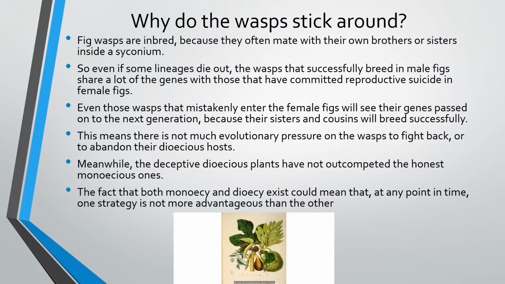While the figs do this deception, it's really not helping them a lot. The dioecious plants have not outcompeted the honest monoecious ones. The fact that both the monoecious and dioecious exist could mean that at any point in time, one strategy is not more advantageous than the other.